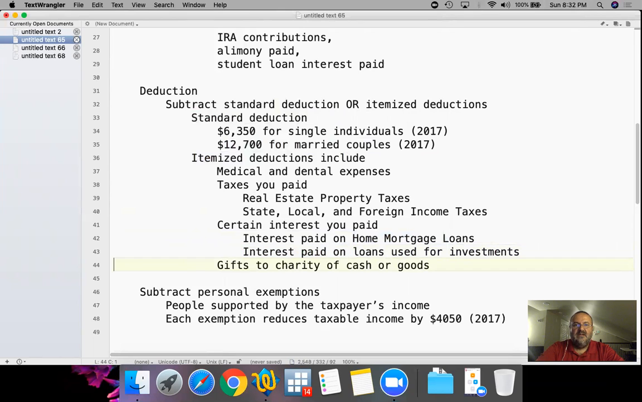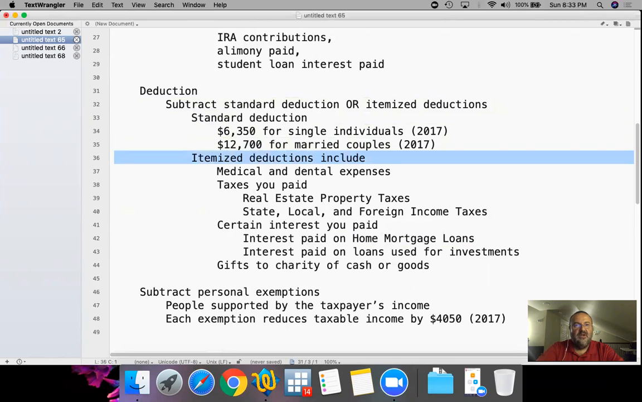And then if you made any itemized deductions to charity, cash or goods, although you need to have a receipt if it is more than $250. Depending on the state, the requirement for the receipt may be even lower. So these are your deductions. And again, you have the choice of making a standard deduction or an itemized deduction.